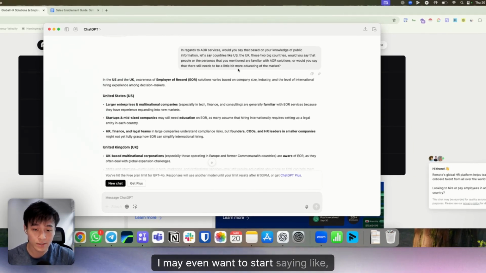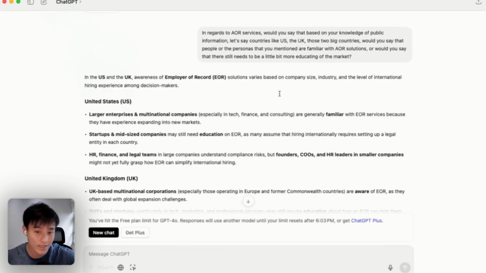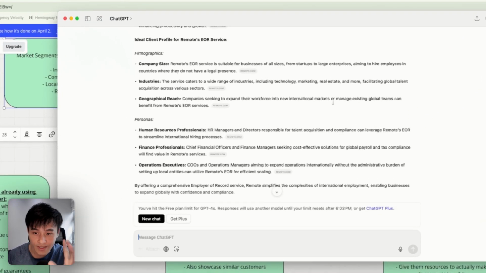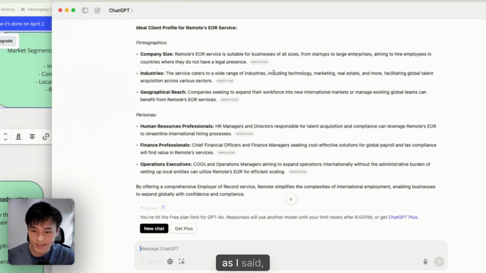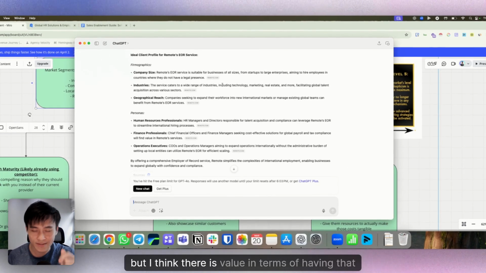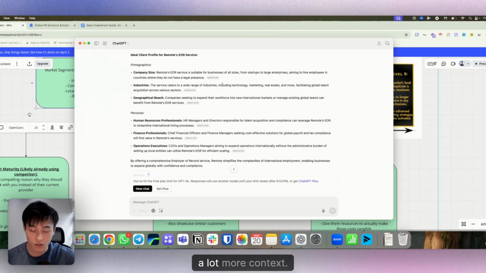I may even want to start saying, hey, for countries like the US or the UK, or maybe you can even put in APAC, Australia, Singapore, whatever that may be. Great. So now we have all of this different basic information. This is a good start. Again, as I said, many people stop here, but I think there is value in having that continuous conversation with AI now that they have a lot more context.